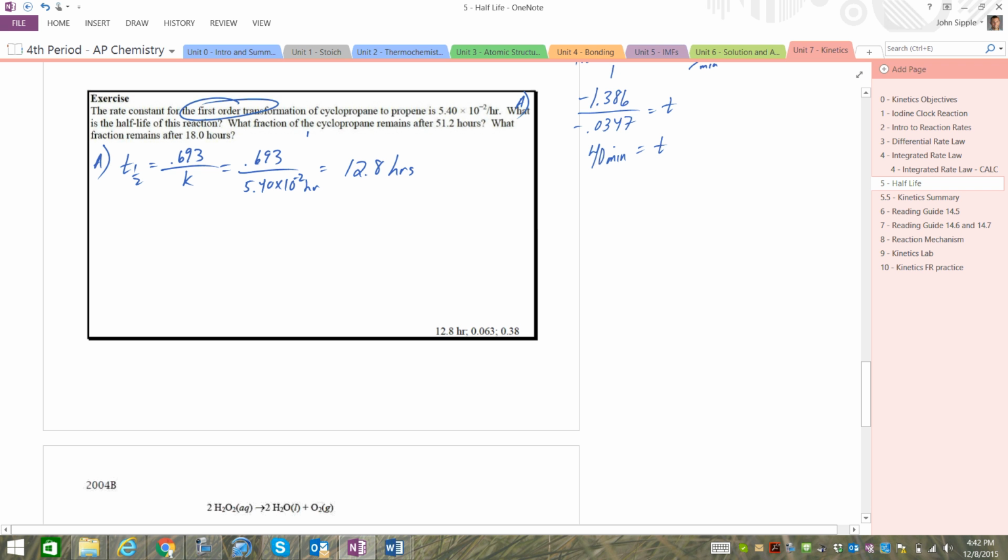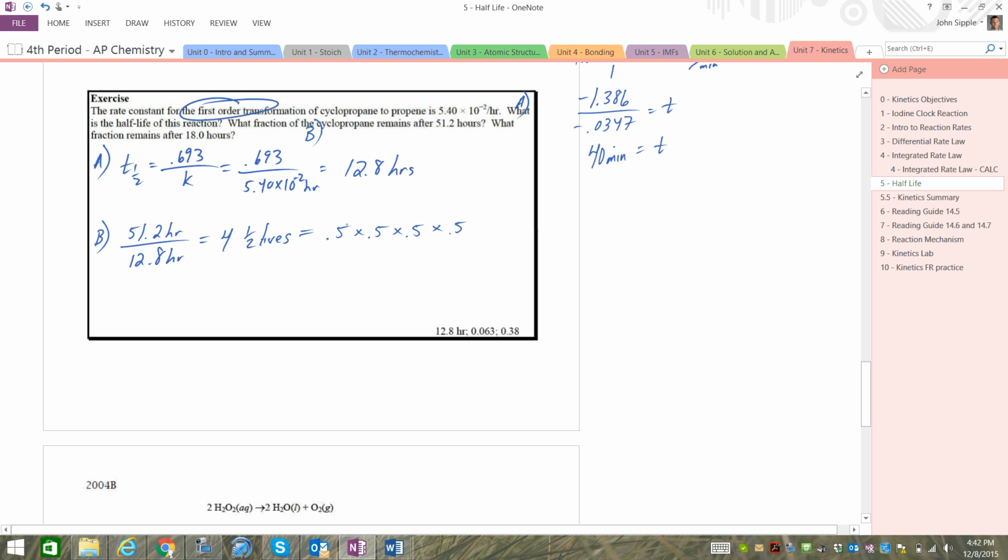All right, so the next question I'm going to call part B. Next part of this question, what fraction of the cyclopropane remains after 51.2 hours? So the way I would do this is we have 51.2 hours have transpired, and we know that 12.8 hours is our half-life. So this tells us that 4 half-lives have gone by. All right, so what that means is we have 0.5 times 0.5 times 0.5 times 0.5. Because half of it is going by every half-life.